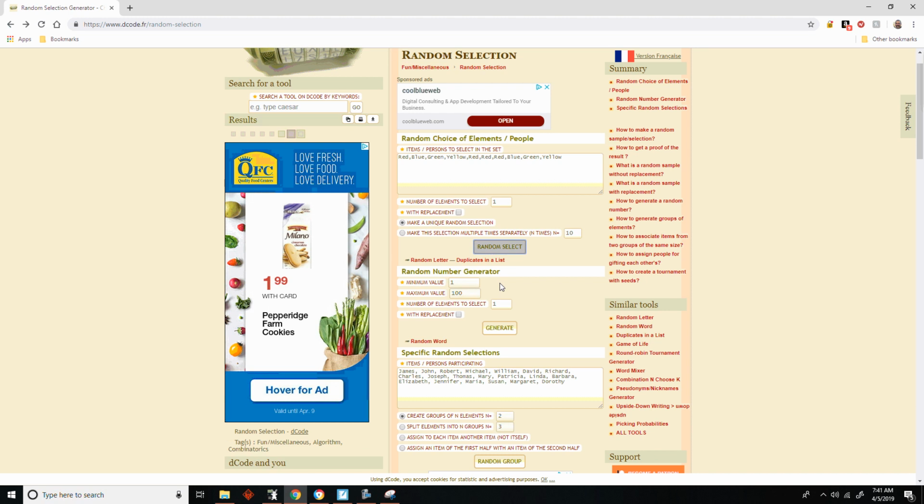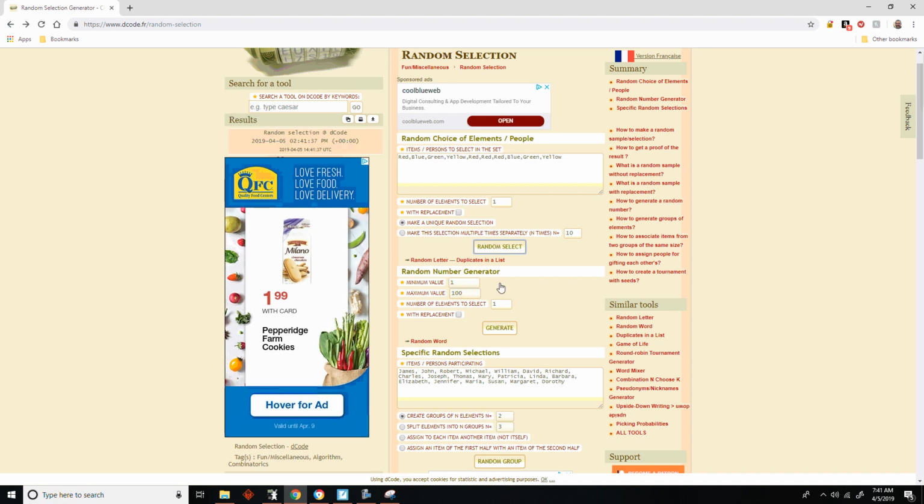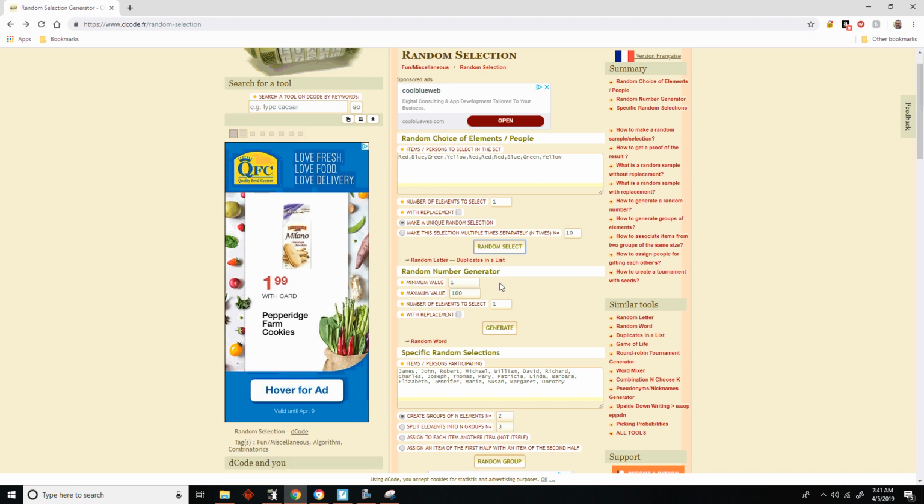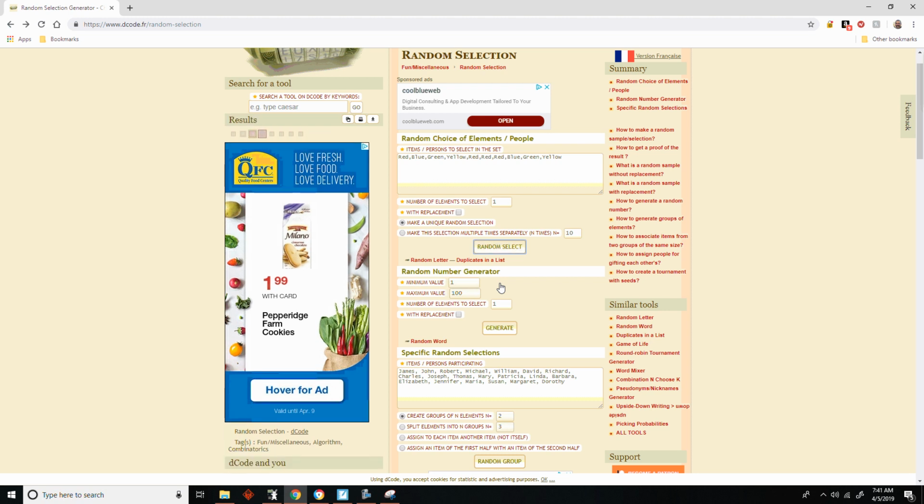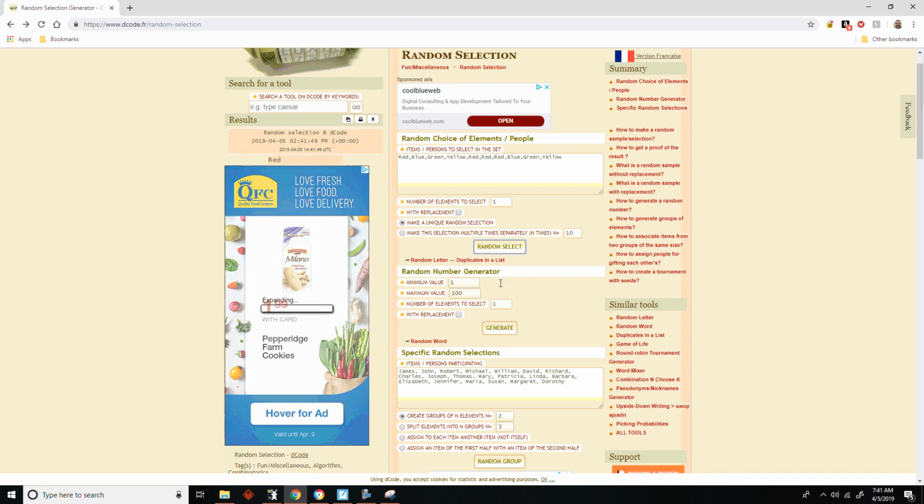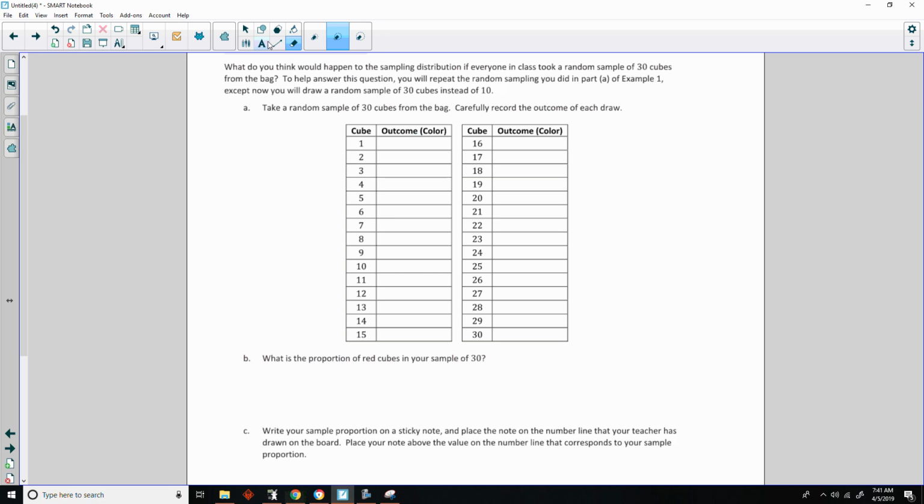Green. Yellow. Green. Yellow. Red. So it was green, yellow, green, yellow, red. And I'll put a check by the reds because that's success.